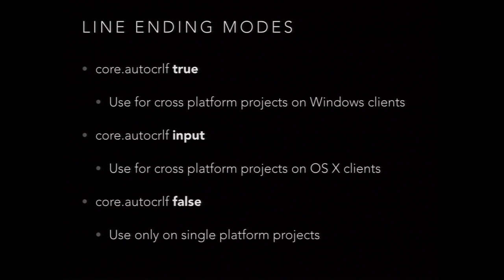On OS X and Linux, you would use input, which is a weird term, but it basically means don't change them on commit, but it should change CRLFs to line feeds on checkout, in case somebody accidentally didn't configure their client and pushed to the repo with those line endings. And then false, you'd only want to use that on a single platform project. So if you have a Windows project and it's only on Windows, or only on OS X, then you can leave that as false. But the recommendation really is on Windows, set it to true. On OS X, set it to input.